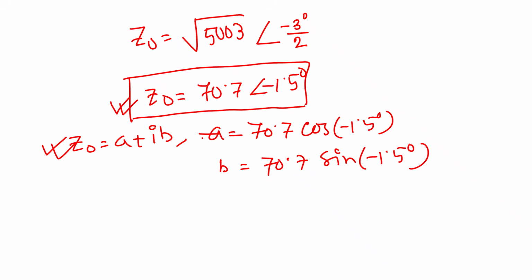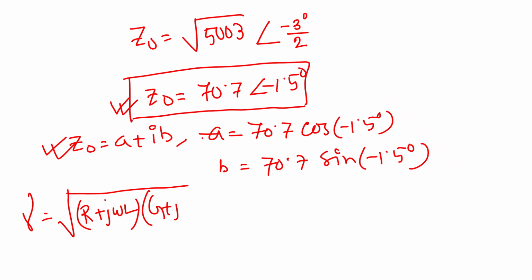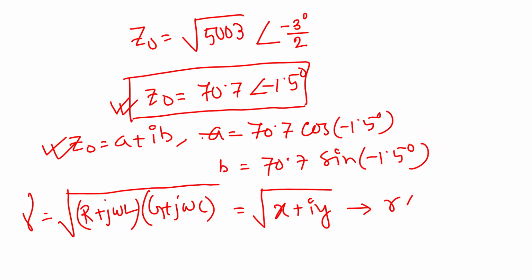Similarly, we are supposed to calculate the propagation constant, which is gamma. The formula for the propagation constant is the square root of R plus j omega L into G plus j omega C. We have all the values available with us. We will replace them inside this equation, and at the end we'll get a complex number in x plus iy form. Then we can convert this complex number into polar form, and then take the square root of this polar number very easily. This will help me find the final value of gamma also.